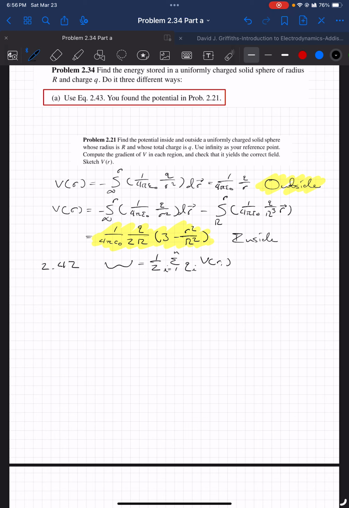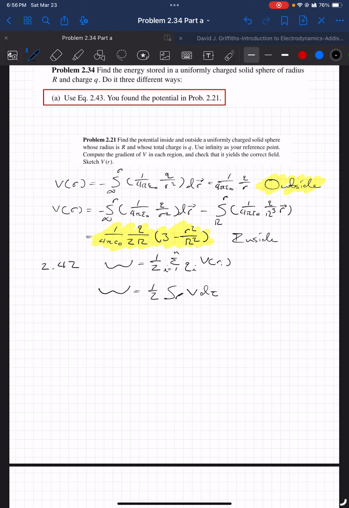Now, this last sentence, energy stored in the configuration, is the key to solving our problem. In our problem, we are considering a uniformly charged solid sphere of radius R and charge q. This means that the charge is the same throughout the whole sphere. We know the dimensions of our sphere, and therefore, instead of the summation formula, we can use equation 2.43. With volume charge density rho, 2.42 becomes work is equal to 1/2 the integral of rho V d tau.